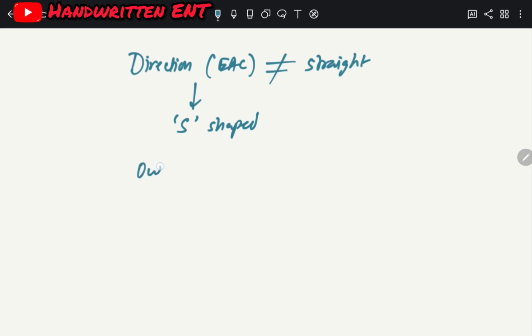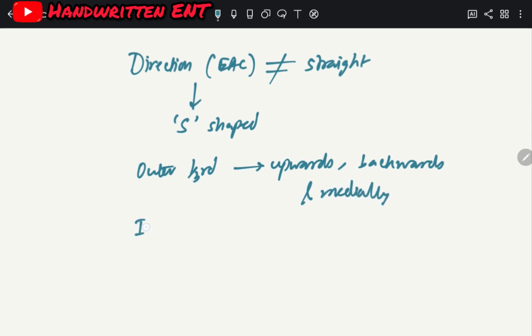The direction of EAC is not straight. It is not straight, but it is S-shaped. The outer 1/3 cartilaginous part is directed upwards, backwards, and medially, while the inner 2/3 is directed downwards, forwards, and medially.